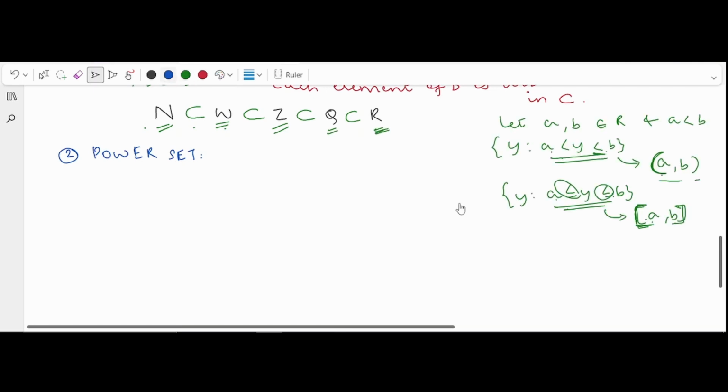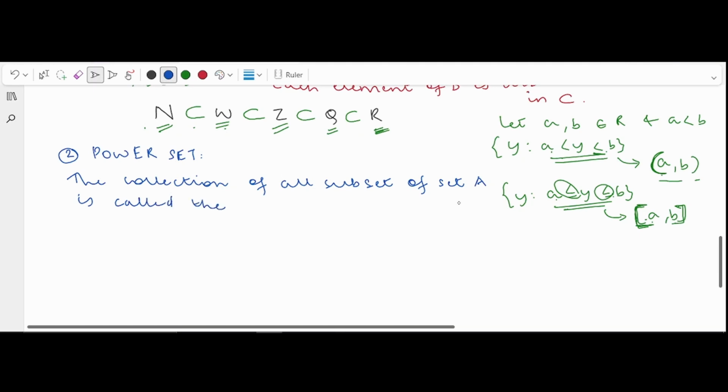Now let's move to the second part, the power set. What does a power set mean? We can say the collection of all subsets of a set, let's say set A, is called the power set.